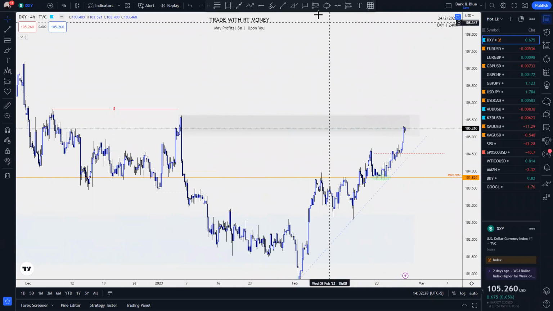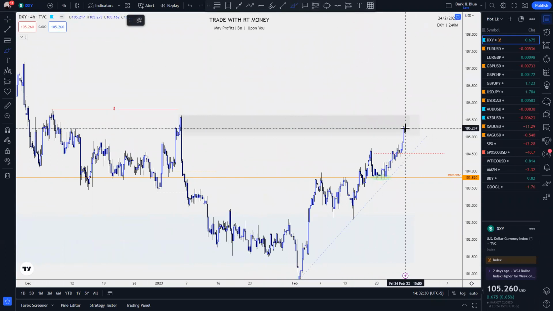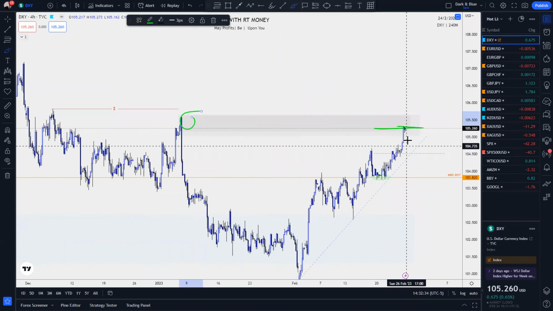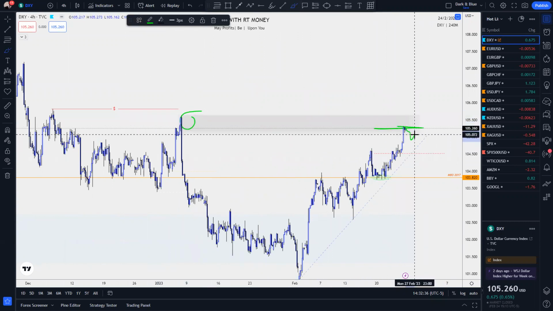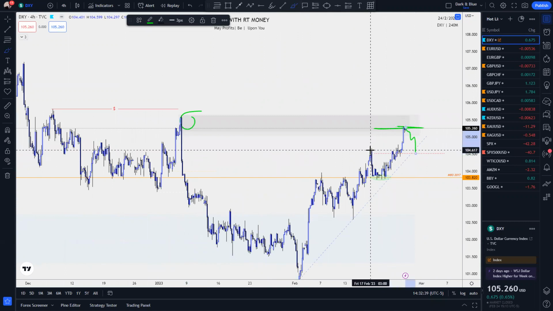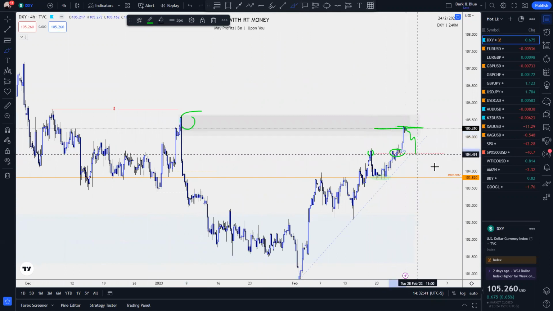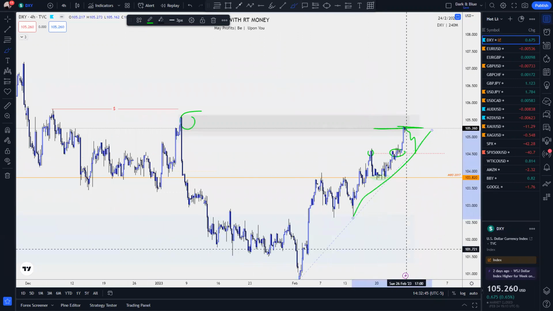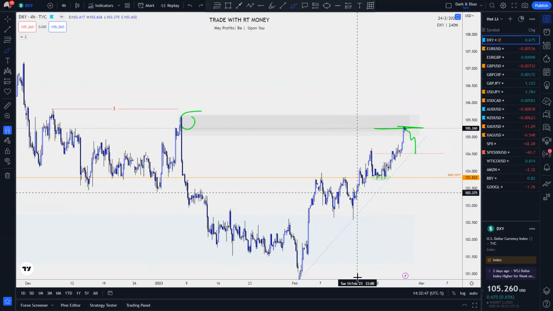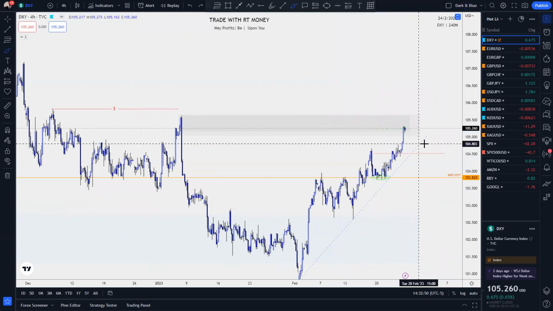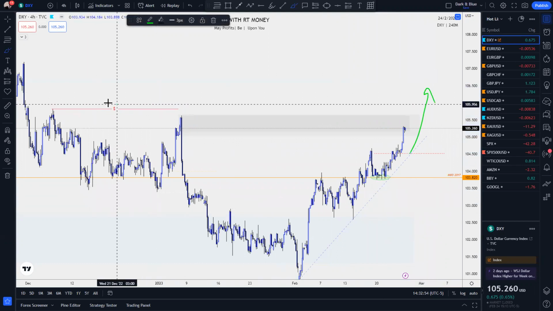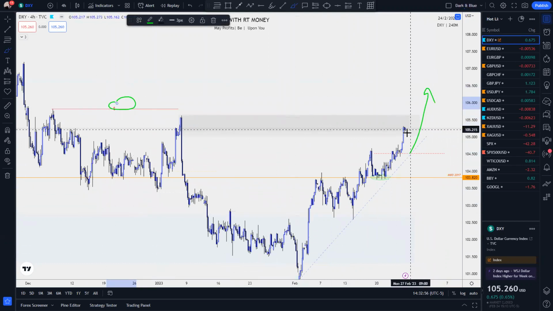All right, I'm looking for price to quite possibly respect this 4-hour zone up here, give a reaction to it, and quite possibly come back down to this breakout area where we'll find this trend line. And then set up for another run, another push to the upside, take out these relative equal highs and whatnot. But I'm looking for a pullback of some kind.